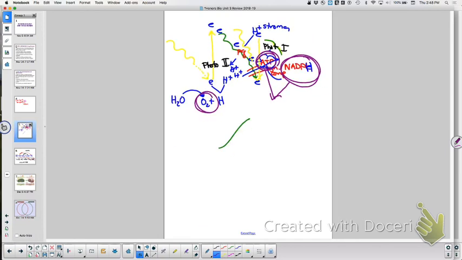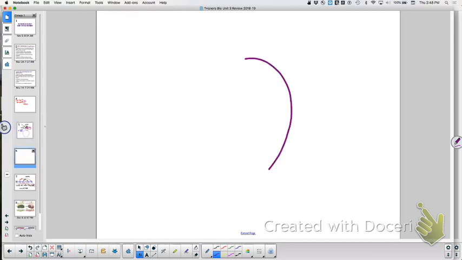And what's the next reaction called? Light independent. What's another name for it? Calvin cycle. What's another name for it? Dark reaction, right? And how many times are you going to do this reaction? It's a terrible circle. Sorry. Okay. What do you start out with in this reaction?